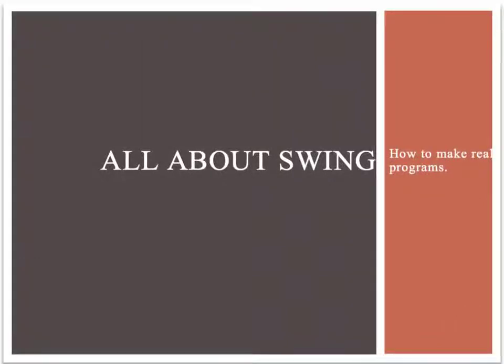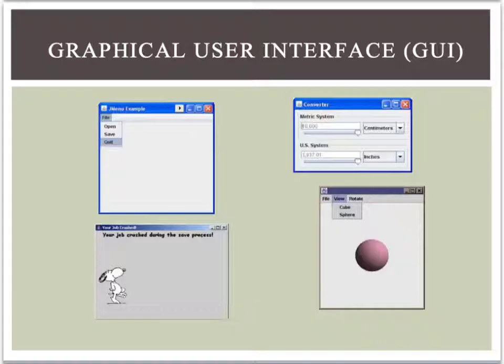This presentation is all about the Swing package for Java code and how to make real interfaces for your programs. The Swing package is used to create the graphical user interfaces of the type that you see here. Things with menus, images, drop-down lists, buttons, and the windows that all of those things live on top of.